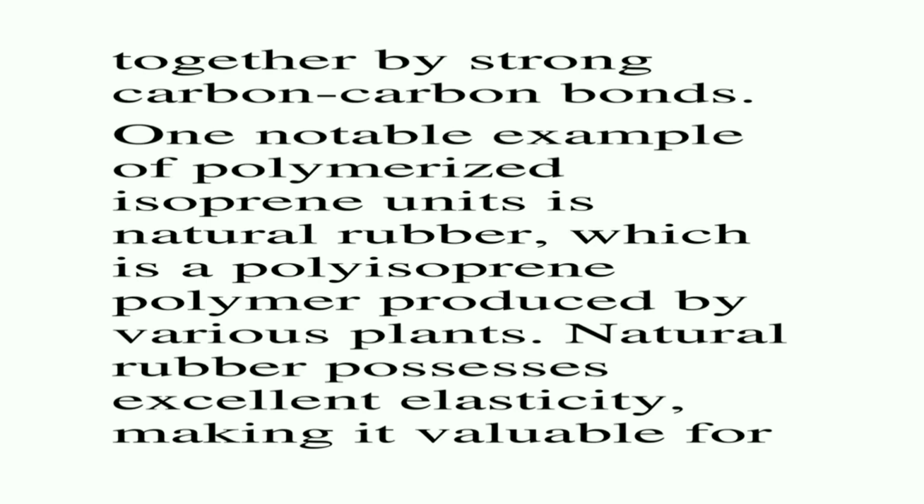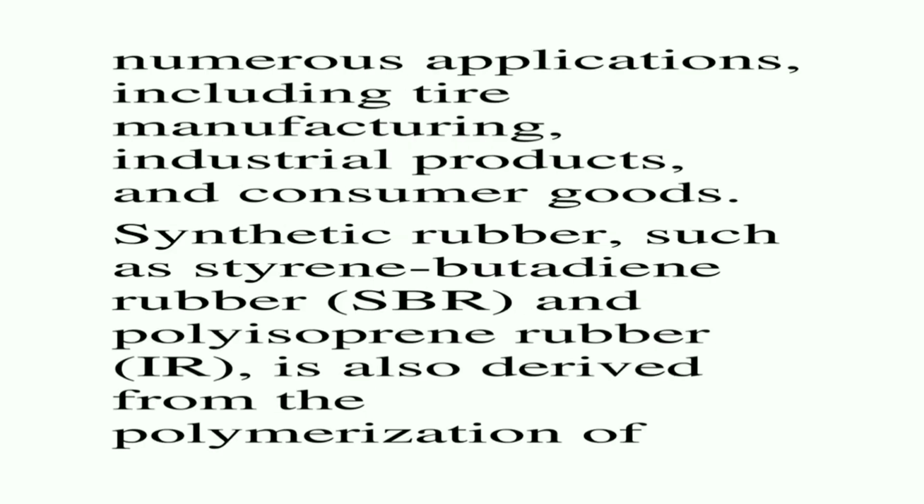One notable example of polymerized isoprene units is natural rubber, which is a polyisoprene polymer produced by various plants. Natural rubber possesses excellent elasticity, making it valuable for numerous applications, including tire manufacturing, industrial products, and consumer goods.